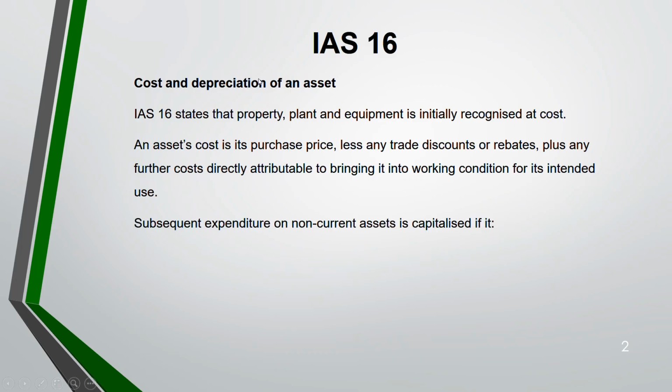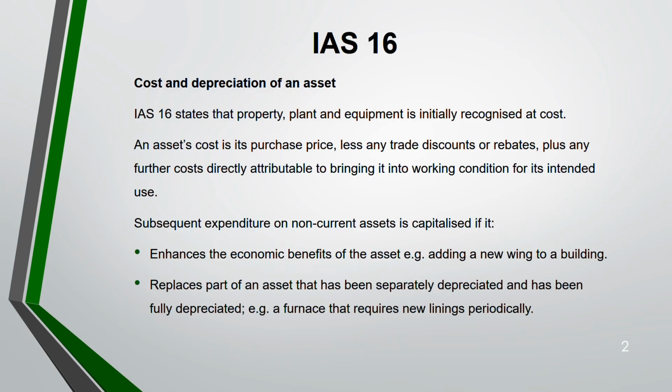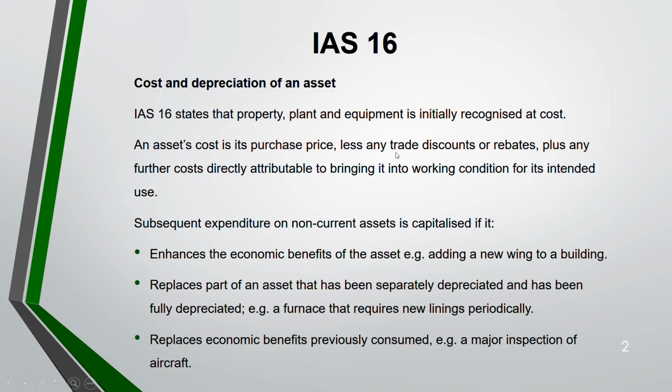Subsequent expenditure on non-current assets, they are capitalized if it enhances the economic benefit of the asset, for example, adding a new wing to a building, replaces part of an asset that has been separately depreciated and has been fully depreciated. For example, furnace that requires new lining periodically, or replace economic benefit previously consumed, major inspection of aircraft. All this expenditure you can capitalize.